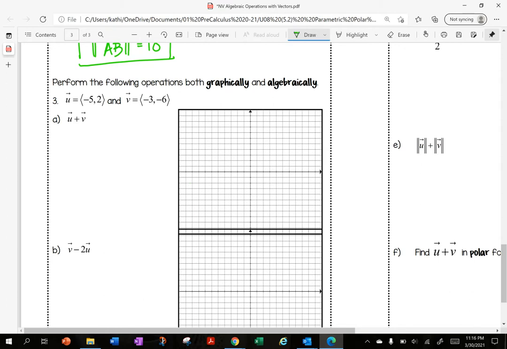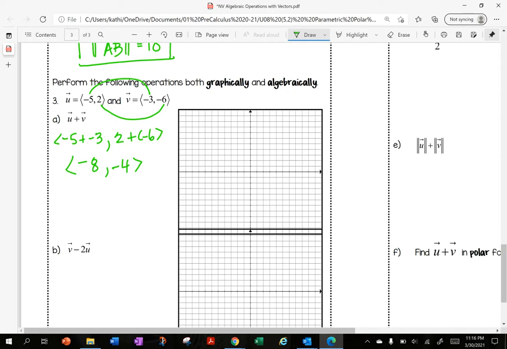Okay. So to find u plus v, I'm going to add horizontal to horizontal. So this is going to be -5 plus -3. And vertical to vertical, 2 plus -6. So -5 plus -3 is -8. 2 plus -6 is -4.